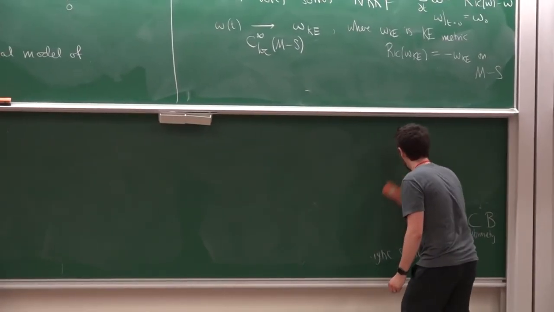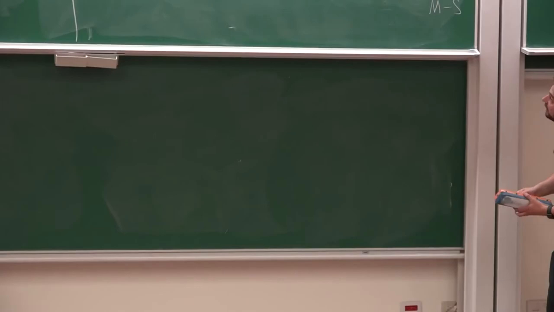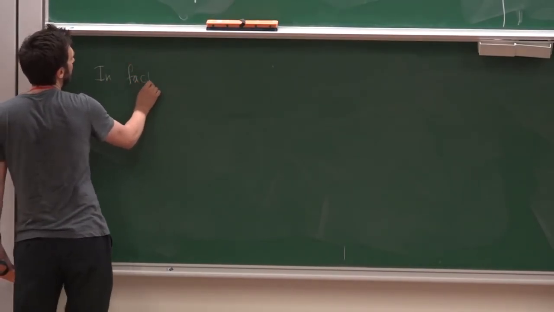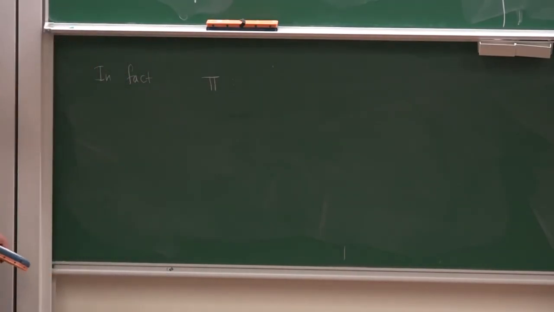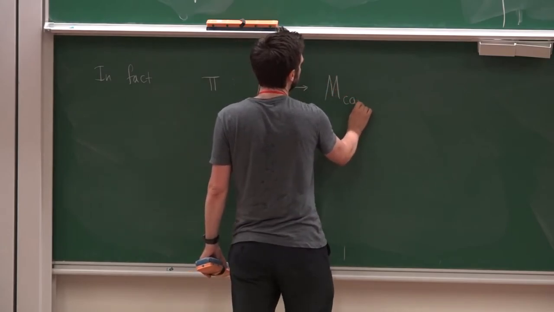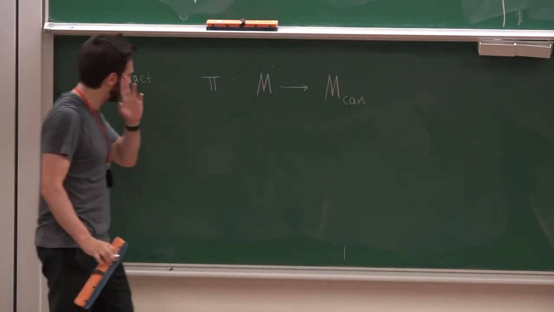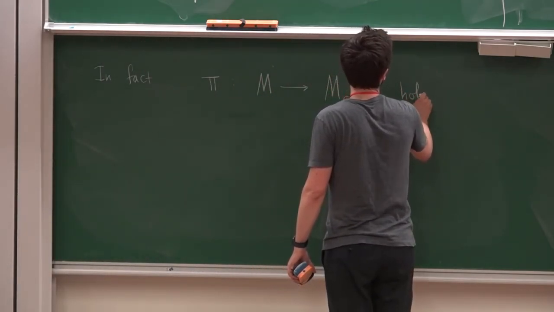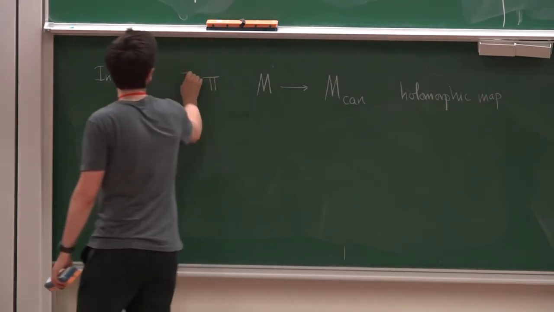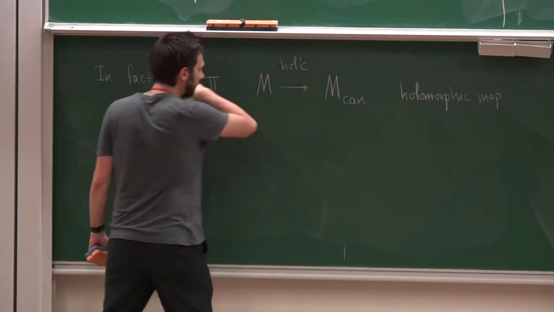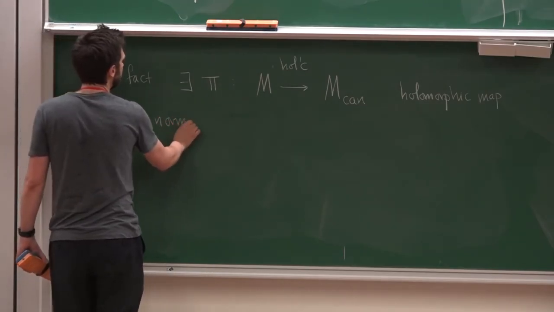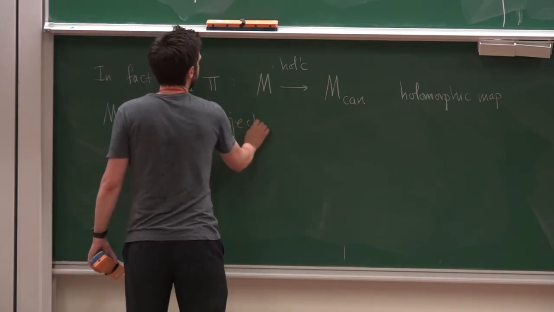But then, of course, we want to know a bit more about what happens. So let me say a little bit more. In fact, it's well known that we have a map pi. Just as in the previous case, we have a map pi from M to, let's call this manifold M can. It's called the canonical model. So you have a holomorphic map, and M can may have singularities. So it's again a normal projective variety.